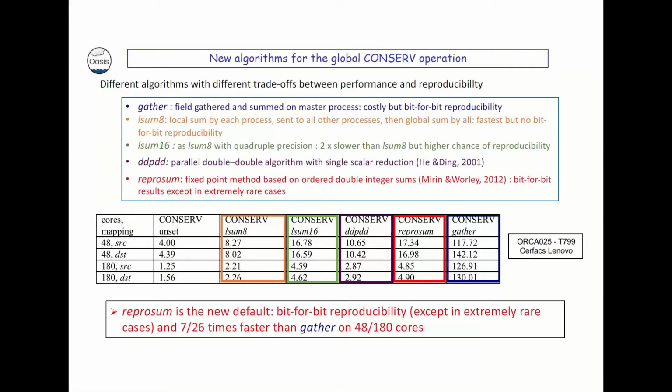This is a slide that gives you some details on the new algorithm for the global conservation. I will not go into all details, but basically the bottom line is that now we have what we call the reprosum option, which is now the default. It's an algorithm which is, let's say, bit for bit reproducible, except in extremely rare cases that we have never seen in practice. And it's much faster than the original bit for bit reproducible scheme. So that's usually what we recommend now, to have a faster operation and a bit for bit reproducible one.